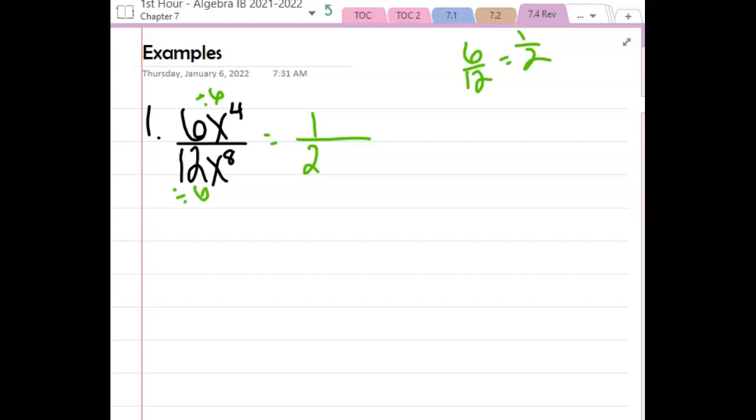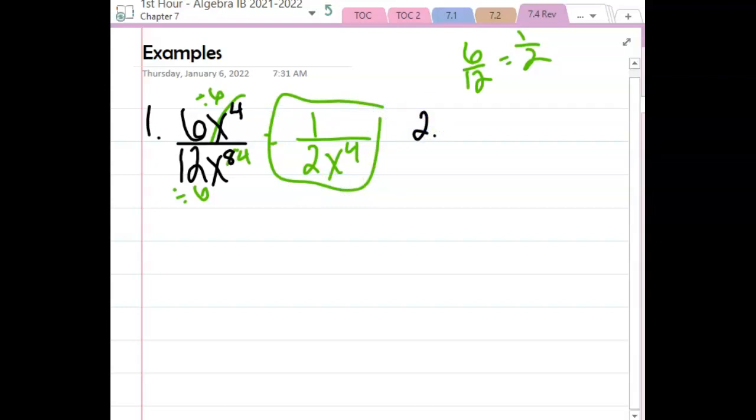Now for the variables, we have x to the 4th over x to the 8th. Remember, when you have variables in the numerator and the denominator that have the same base, they're going to cancel out. Since I have 4 in the numerator and 8 in the denominator, 4 of these are going to cancel out, so those are all gone. That's why we subtract 8 minus 4, which gives me an x to the 4th down in my denominator. Okay, number 2, x to the -3rd, y to the -2nd over x to the -5th, y to the 4th.